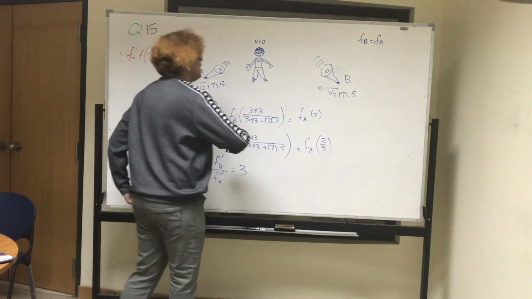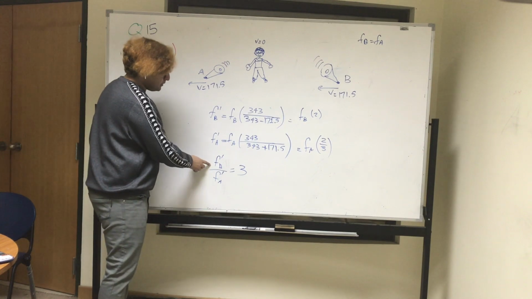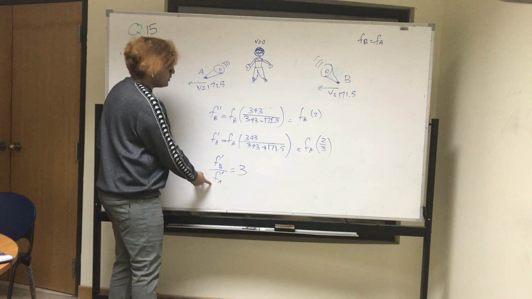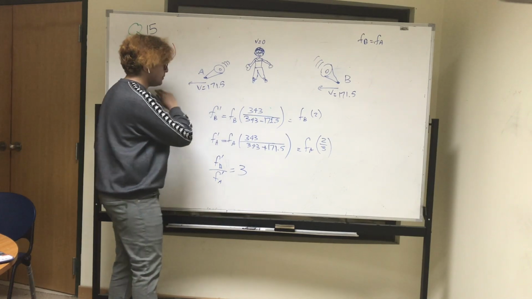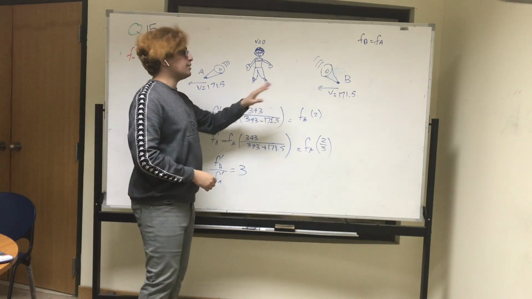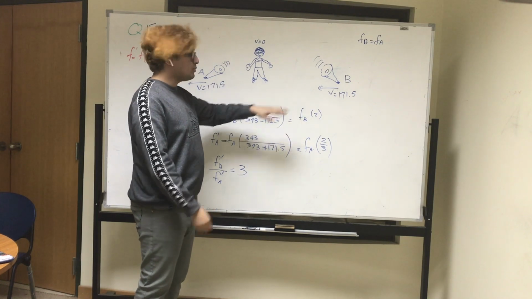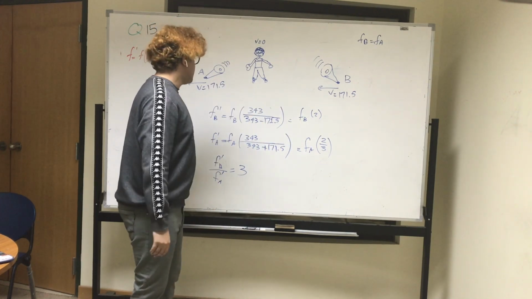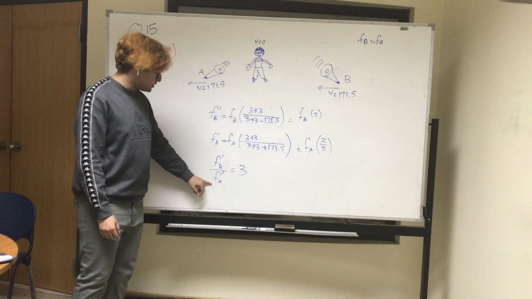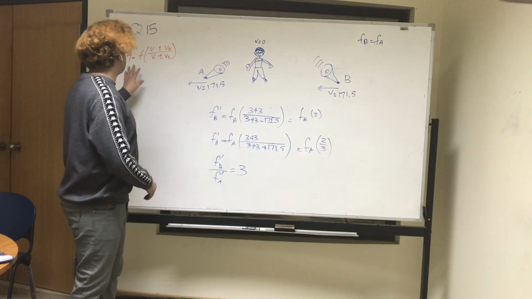We're asked to find the ratio between the frequency that the observer hears from B over the frequency that the observer hears from A. We know that the observer does not hear the actual frequency from these two sources because these two sources are moving. They have some sort of velocity. So we need to find the ratio of the frequency of B over the frequency of A as heard by the observer. Okay, so let's apply our Doppler equation.